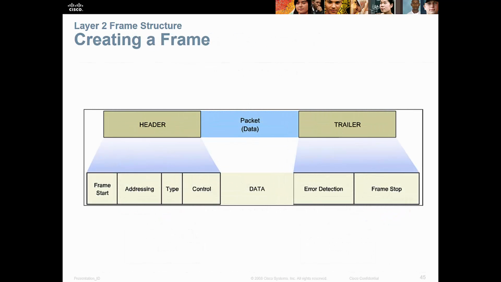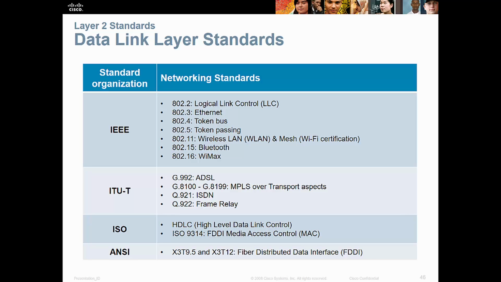For creating a frame, again, we take our packet, we put on the header, we put on the trailer, and that's how we get it. Different types of standards for our data link wiring could be 802.2 LLC, 802.3 Ethernet, token ring. I mean, you could read down the list. Other types of data link layers that are not very common could be HDLC or Fiber Distributed Data Interface, or FDDI, WiMAX, Bluetooth, ADSL, ISDN, Frame Relay, MPLS. Those are all very common ones.